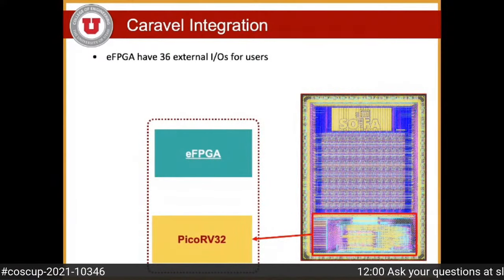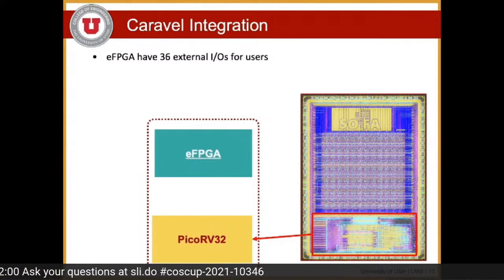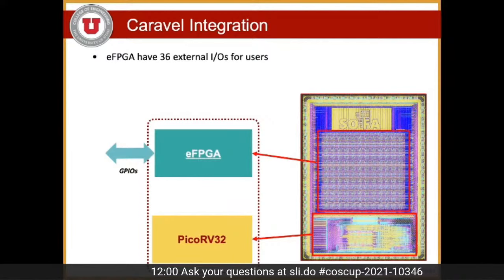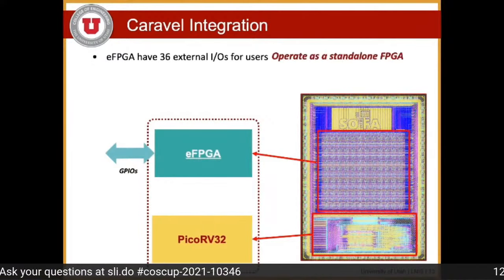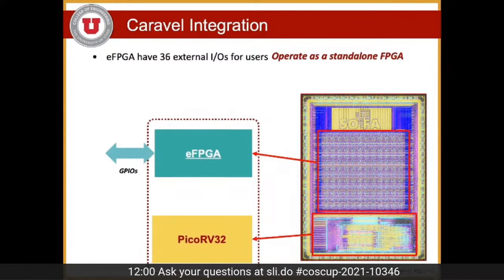So all the eFPGA IPs are integrated to the Caravel SoC. It means, you see that in this organization, the eFPGA IPs can interface a RISC-V processor, EDAS Pico RV32 here. The eFPGA do have 36 external IOs for users, through which you can operate the eFPGA as a standalone FPGA, as usual as you see in FPGA products.